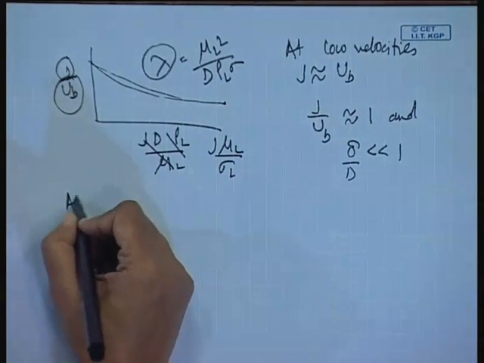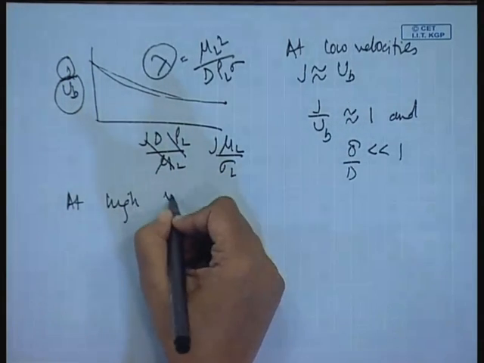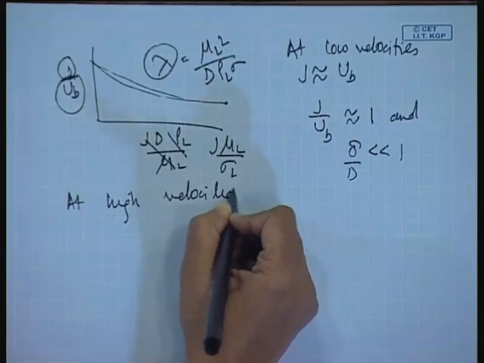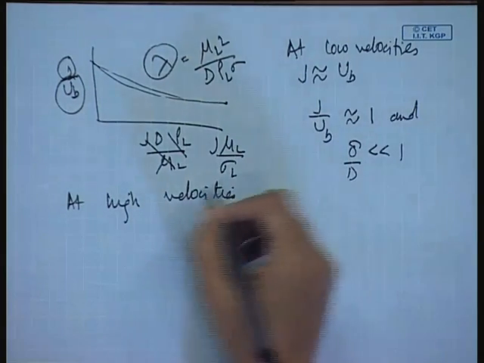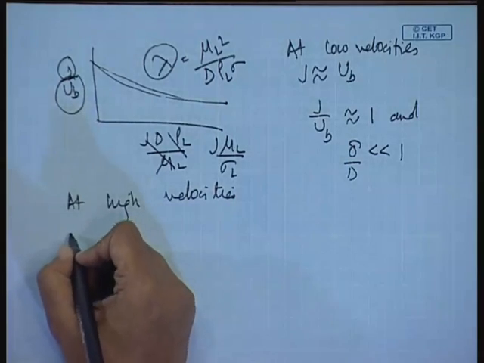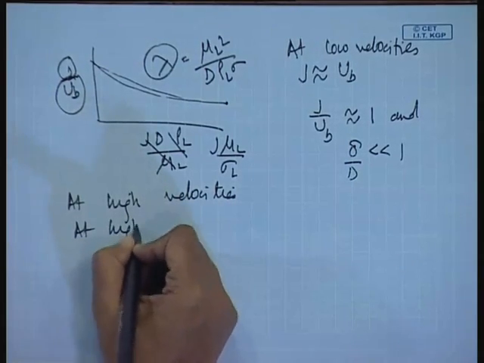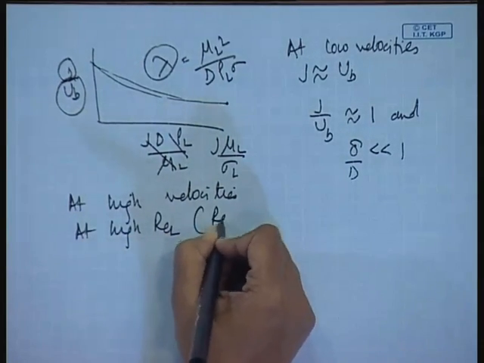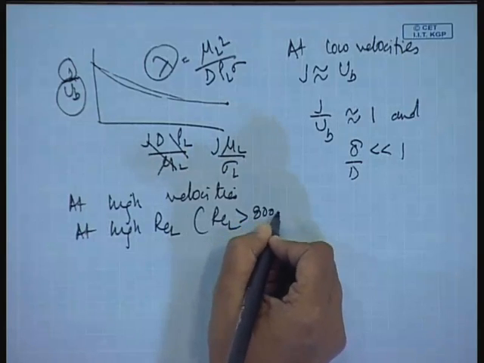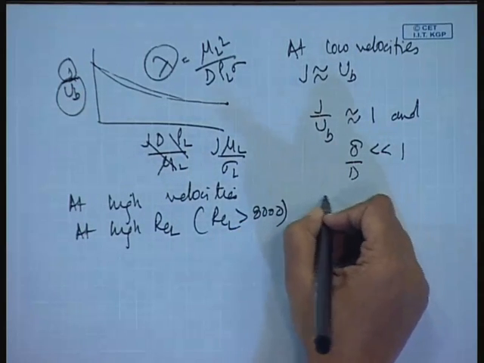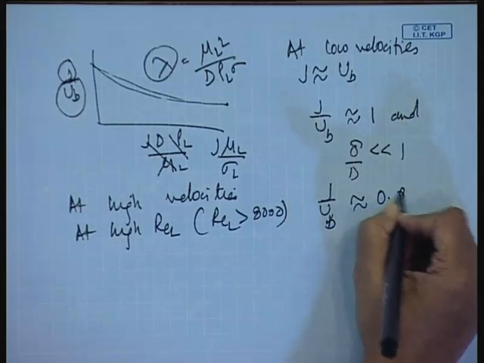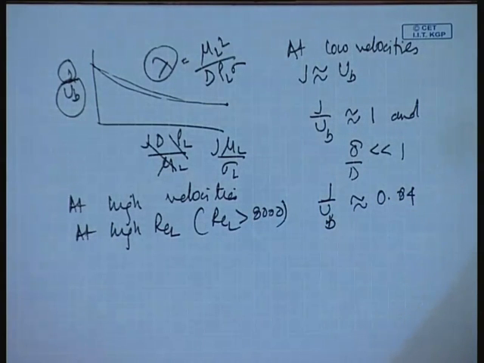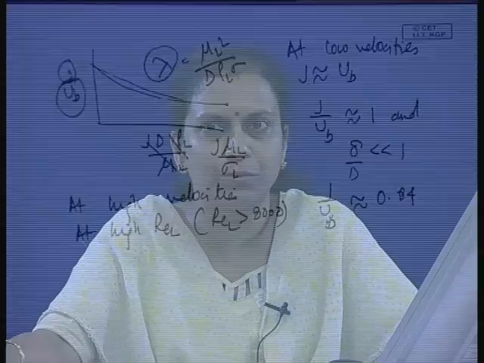And at high velocities what happens? When the velocity is high, then definitely J by UB cannot be equal to 1. We have observed that at high velocities, or in other words at high Reynolds number, REL greater than 8000, J by UB reduces to a value of 0.84. Clear? People have obtained this by experiments.